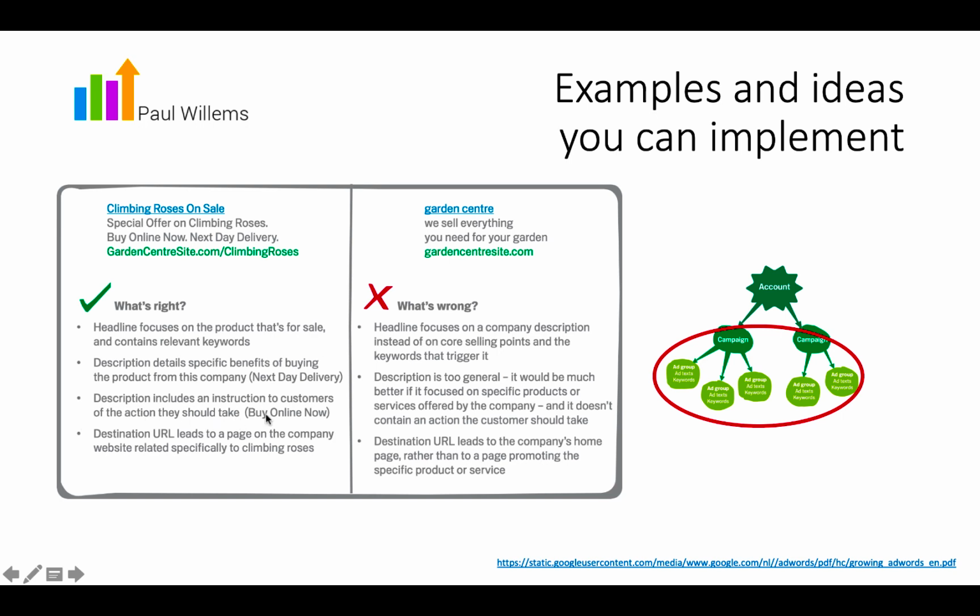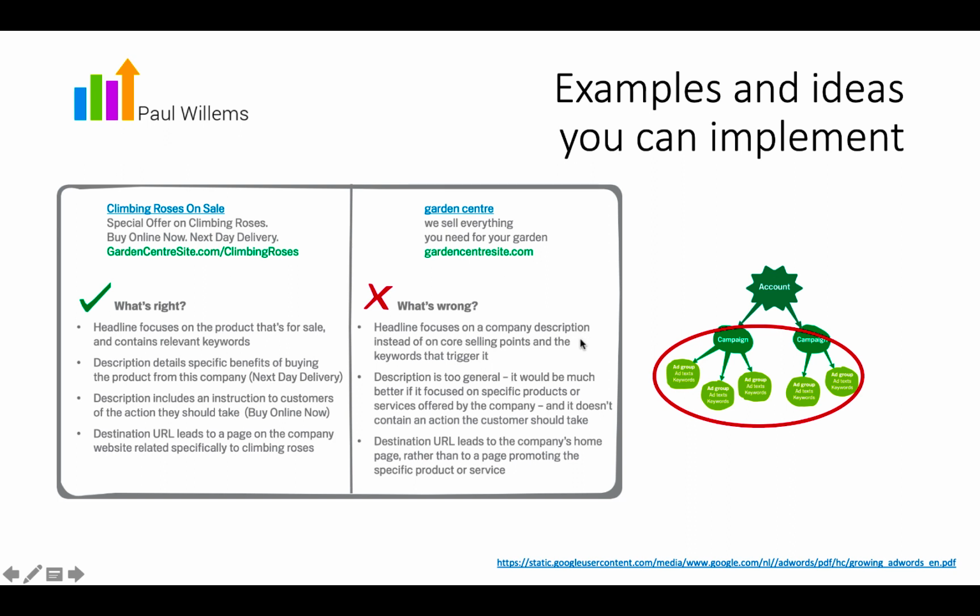The description includes an instruction to customers of the action they should take. Buy online now. So this can be a call to action, but it's also a really good instruction. And finally, if you take a look at the URL of this site, it's gardencentersite.com/climbingroses. So if you see this ad, you can say, if I click on this URL, I know I will be redirected exactly to the right page for climbing roses. So the destination URL leads to a page on the company's website specific to the climbing roses. And this is really important. So this is actually a really, really good ad.